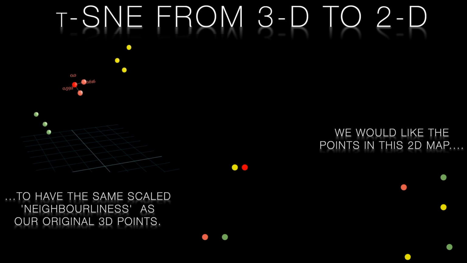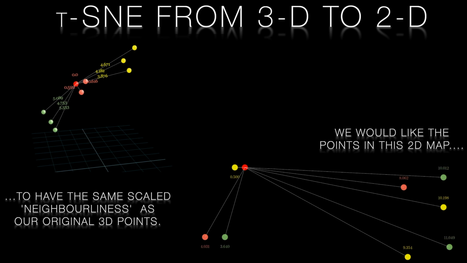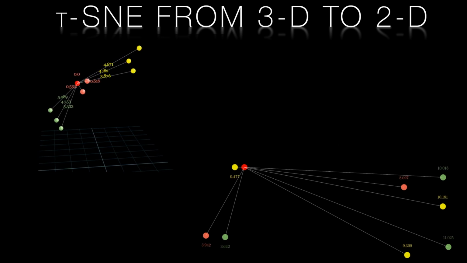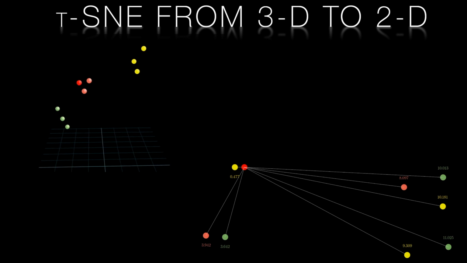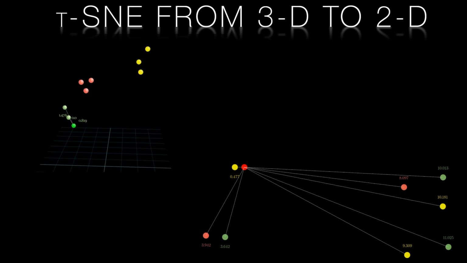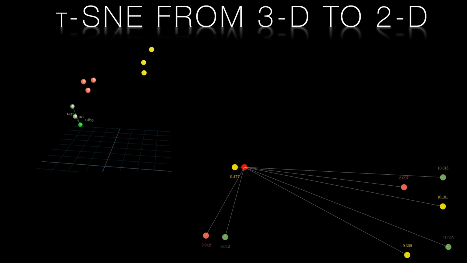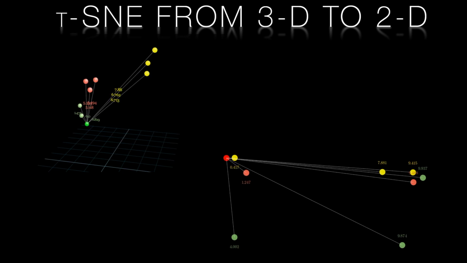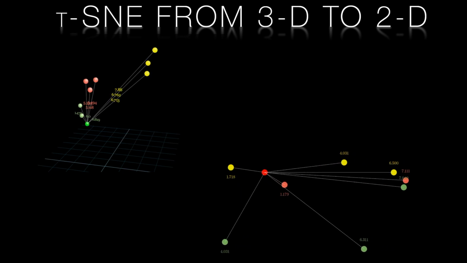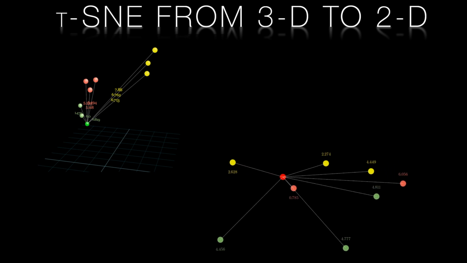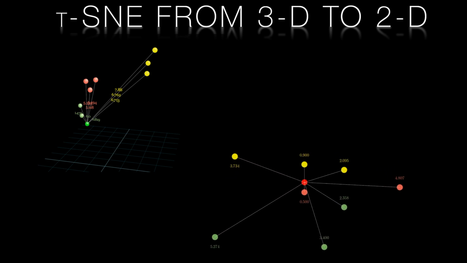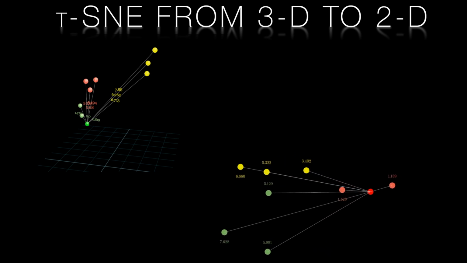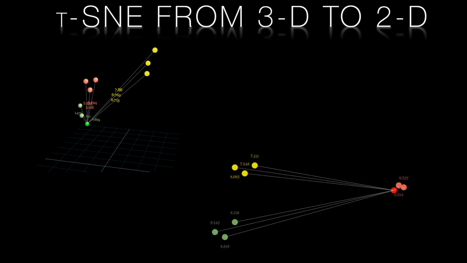t-SNE starts by randomly allocating points on a map, and we can calculate the pairwise distances in exactly the same way. We can also calculate the neighbourliness and the scaled neighbourliness for the pairs of points in our 2D map. t-SNE gives us a way of iteratively moving our points around in our 2D map. At the end of all the iterations, the scaled neighbourliness is the same in our map as in the original high-dimensional data. We keep similar data clustered together and dissimilar data far apart.